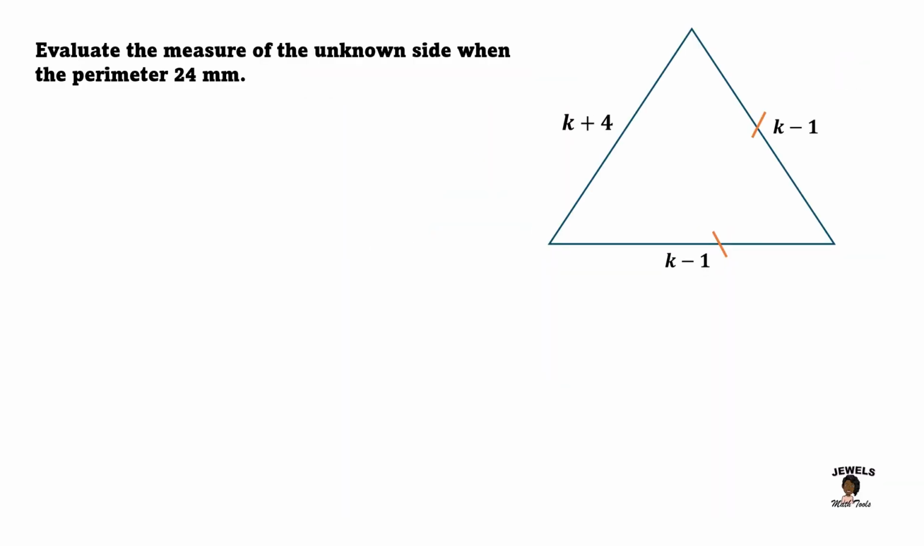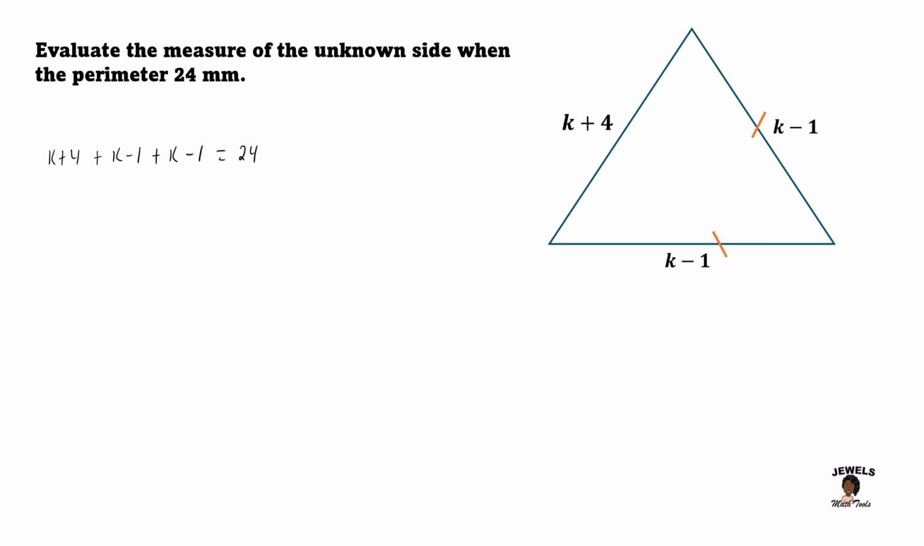So here we are calculating the measure of our unknown sides when our perimeter is equal to 24 millimeters. And remember that when calculating the perimeter, that means that we are adding up all three of our sides. So we will begin by writing that out first, making sure that we do not miss anything, and this is equal to 24. So now what we're going to do next is simplify our equation.